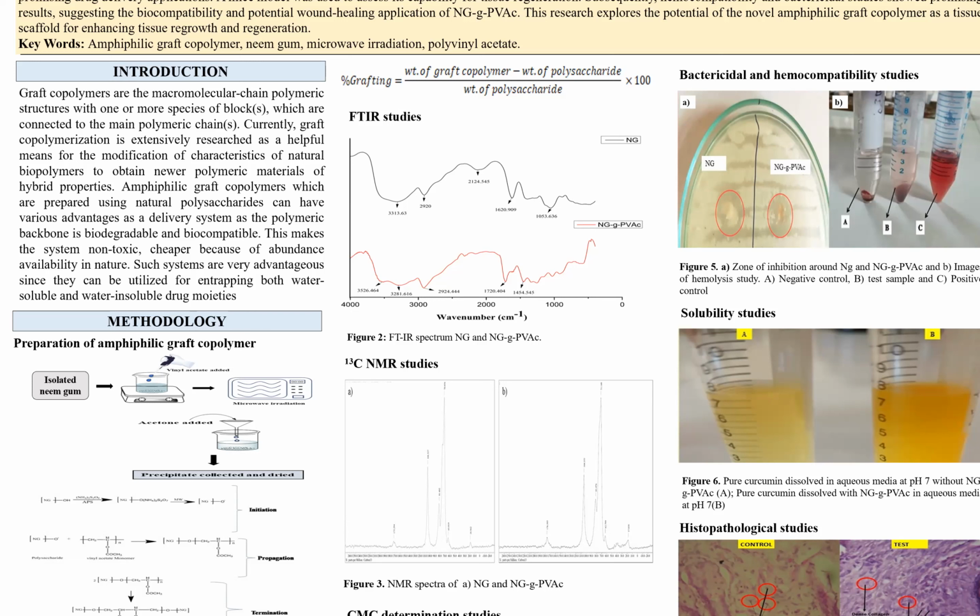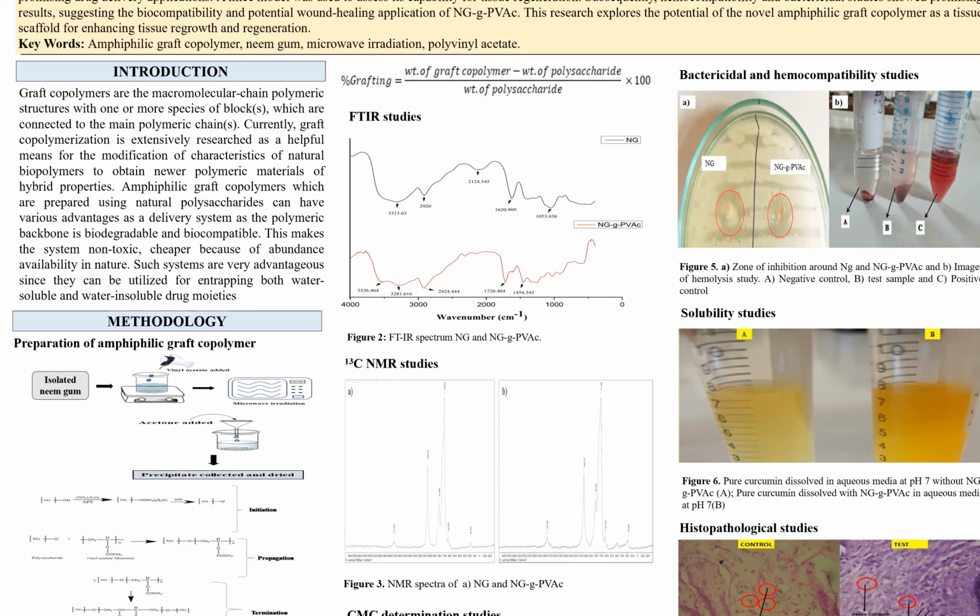And there is a peak at 2,124 cm⁻¹, which is due to overtones of the CO structure, and at 1620, which corresponds to amide groups present in the neem gum. Coming to the amphiphilic graft copolymer, there is a peak at 1720, which is attributed to the carbonyl group absorption peak, and at 1454 there is a peak of CH vibration of the CH3 group, which is a characteristic peak for vinyl acetate, which indicated the grafting.